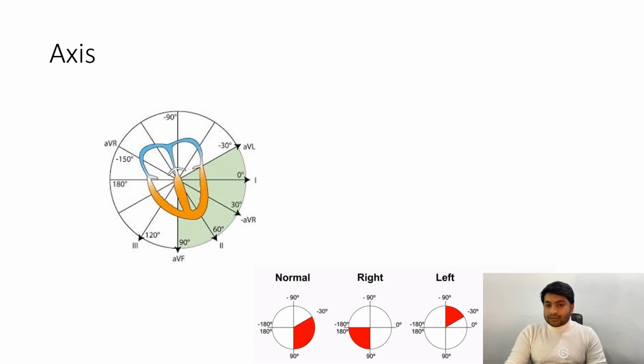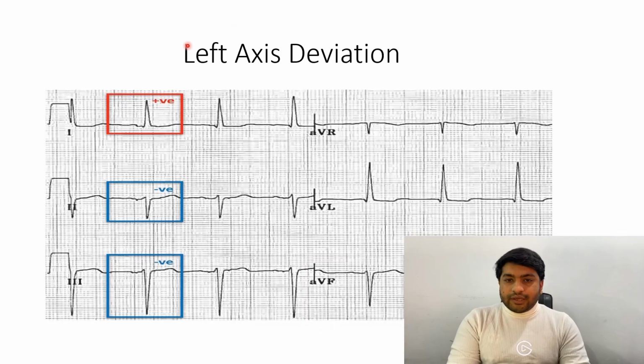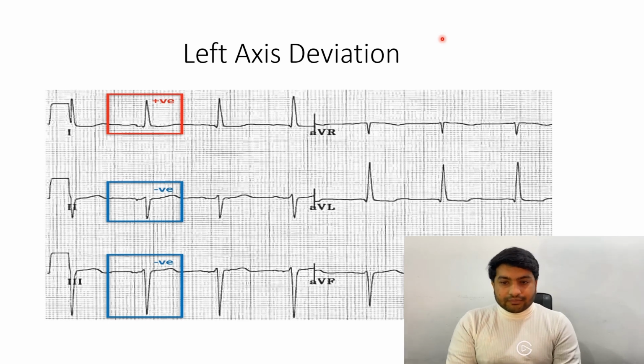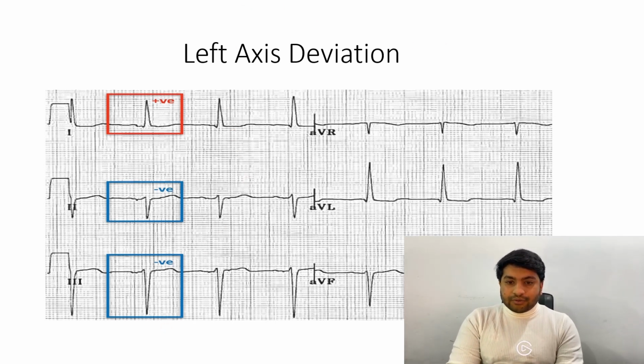So let's go to ECGs. Here is our left axis deviation. So I'm going to tell you the easiest way to determine the axis of an ECG. I told you before that we are going to talk about two leads, lead AVF and lead 1.